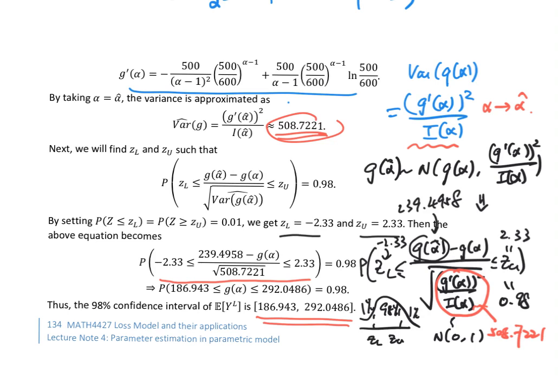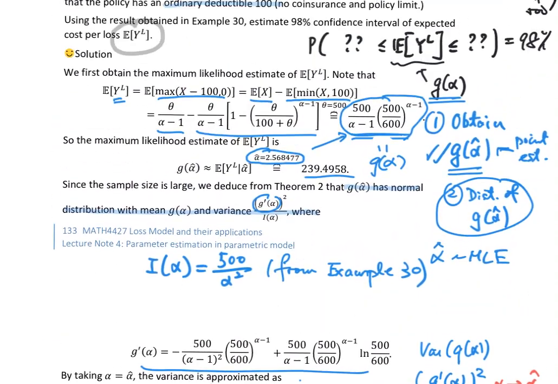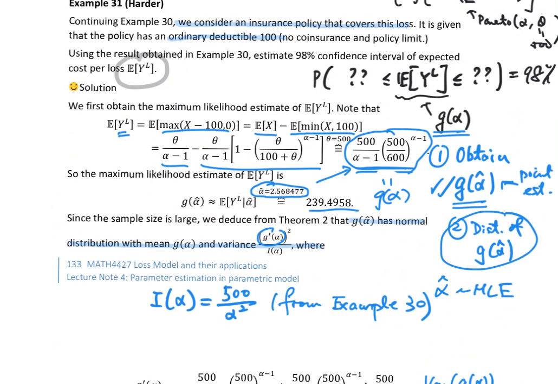Okay, so hopefully you guys can understand the whole procedure. So actually the procedure is, first of all, given your target, you first try to obtain the point estimate of your target using the MLE of your parameter. This will include, first of all, obtaining the formula for your target, which is your G alpha, and then by getting the MLE of your parameter, you get this estimate.